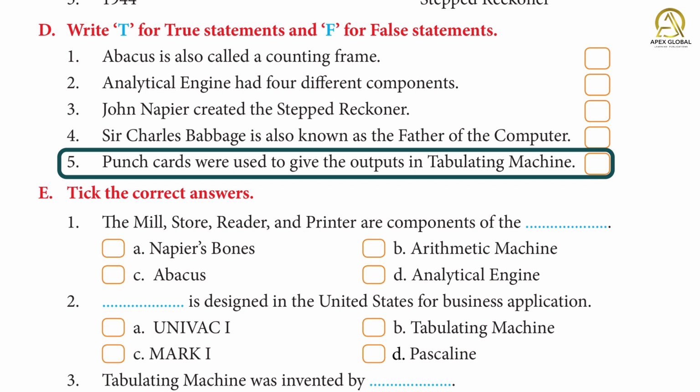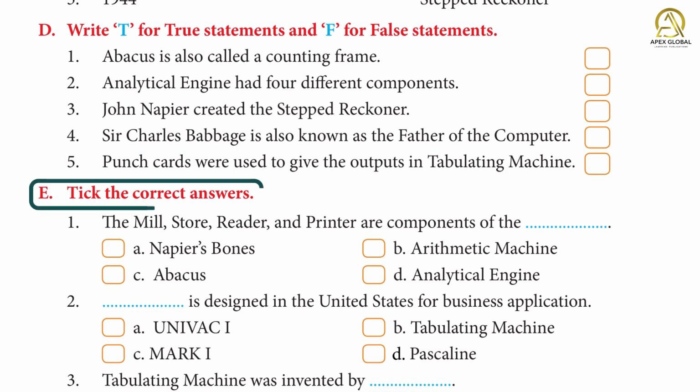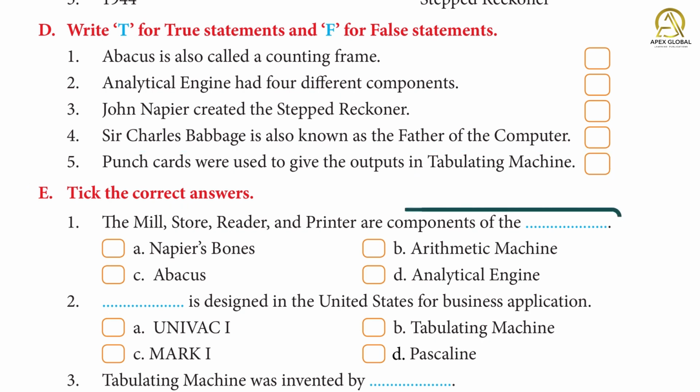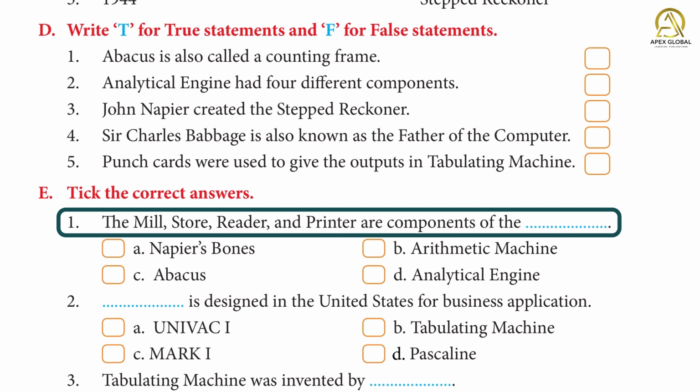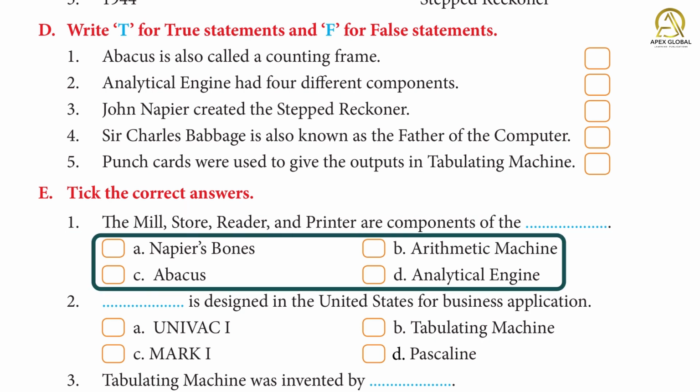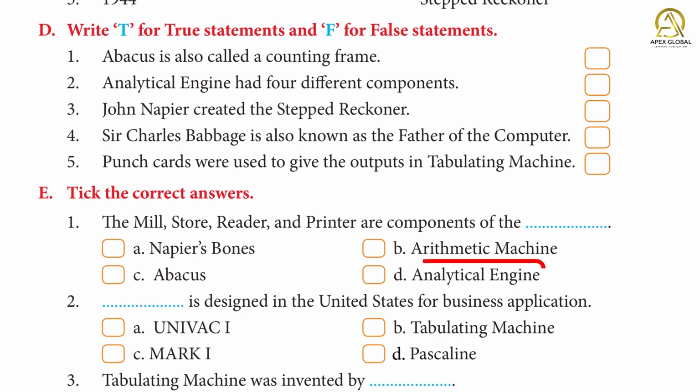E. Choose the correct answer. 1. The mill, store, reader and printer are components of the dash. A. Napier's bone. B. Arithmetic machine. C. Abacus. D. Analytical engine. Answer: D. Analytical engine.